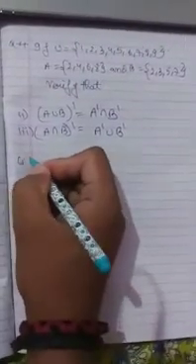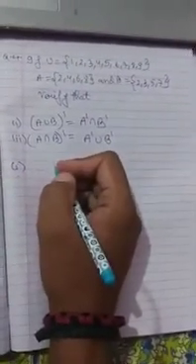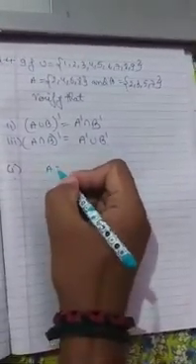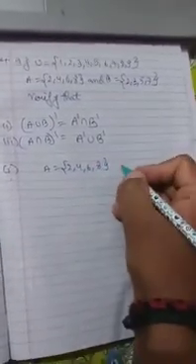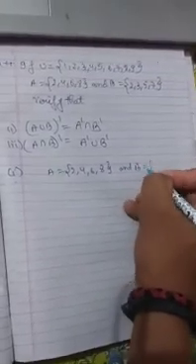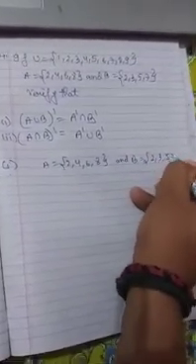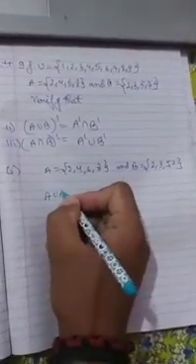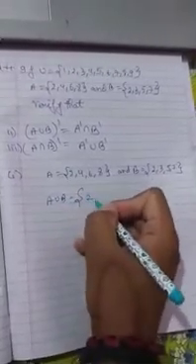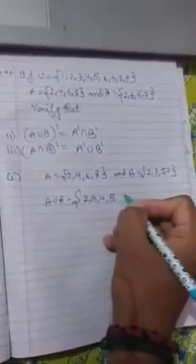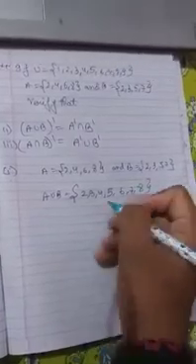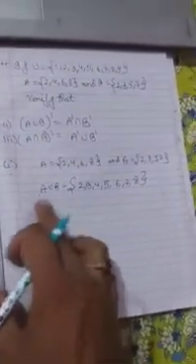Okay, so first of all we will solve the first part. For finding (A union B) complement, first we have to find A union B. So A is {2, 4, 6, 8}, and B is {2, 3, 5, 7}. So A union B will be {2, 3, 4, 5, 6, 7, 8}. Okay. This is your A union B.